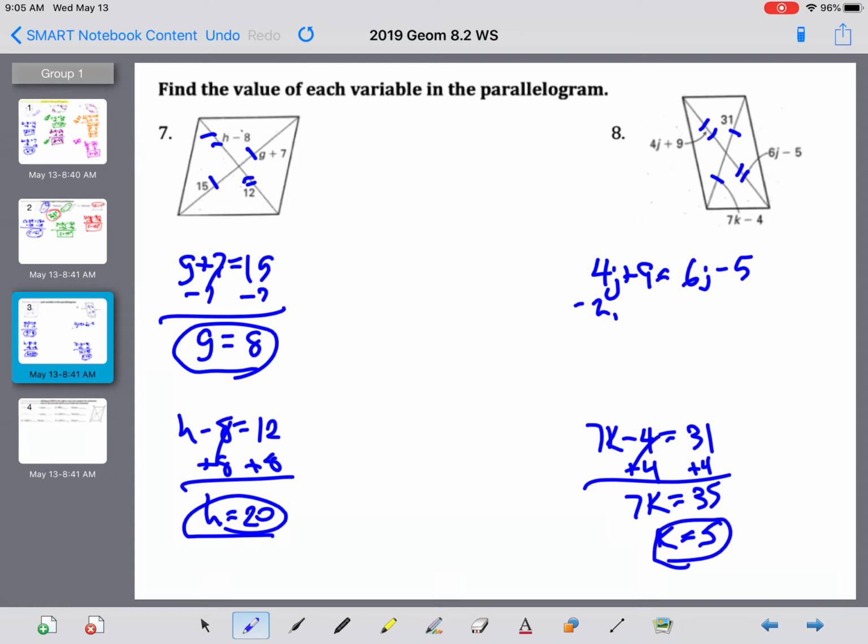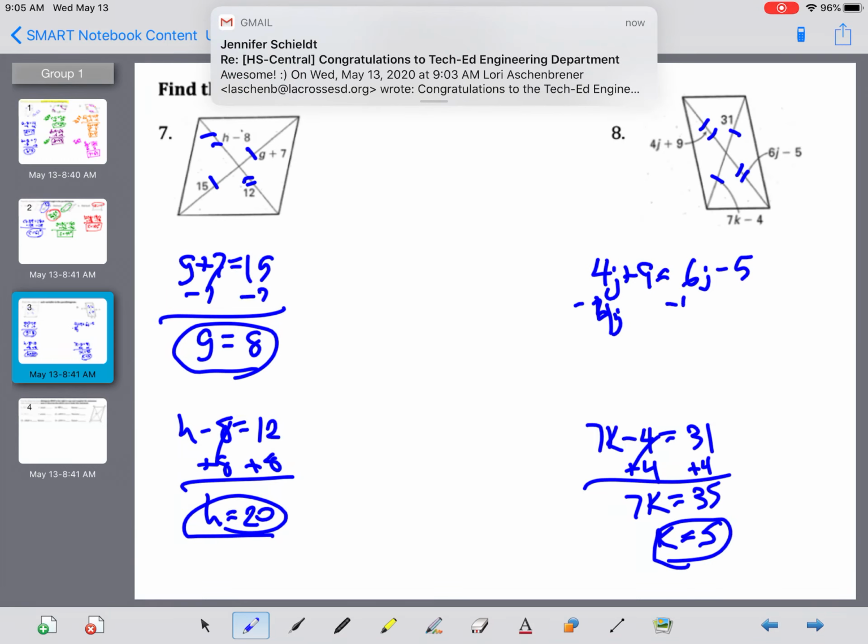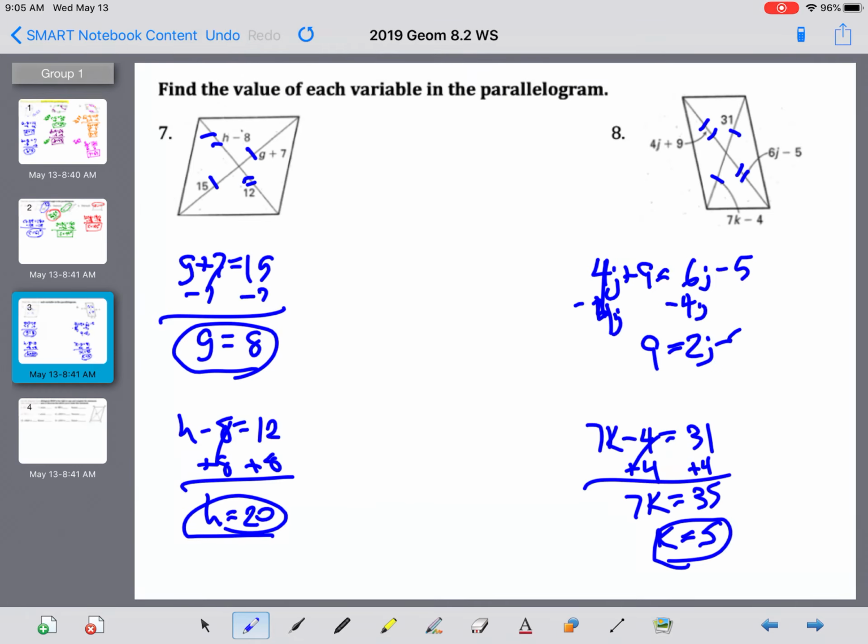Over here, a little more work to do. Subtract 4J from both sides. 9 equals 2J minus 5. Add the 5. We're running out of room here. So I get 14 equals 2J. Divide by 2, J equals 7. Alrighty.